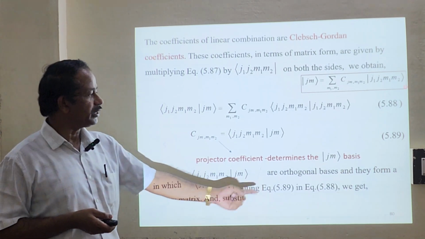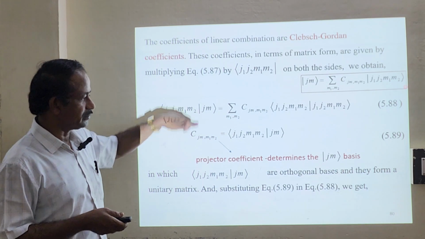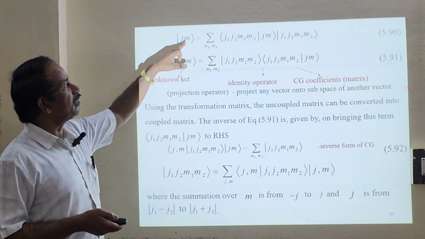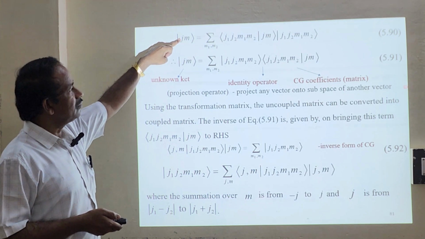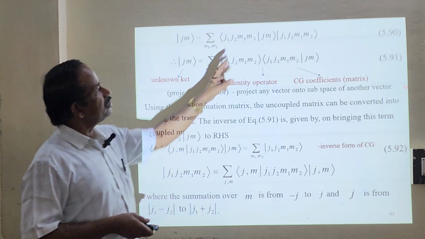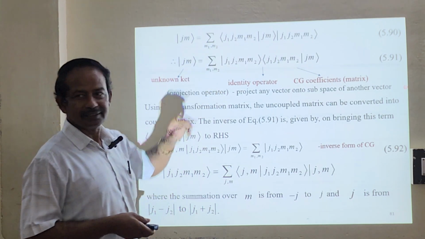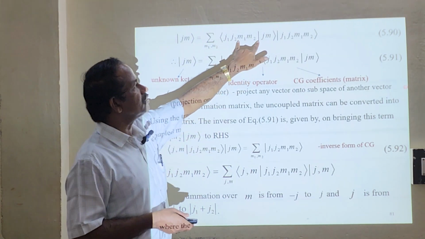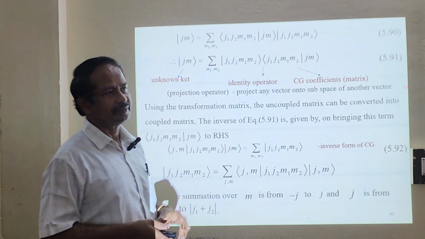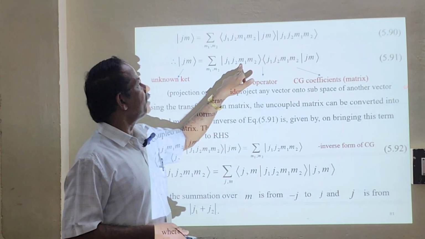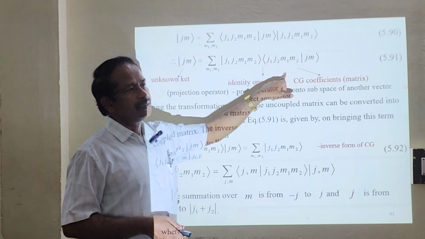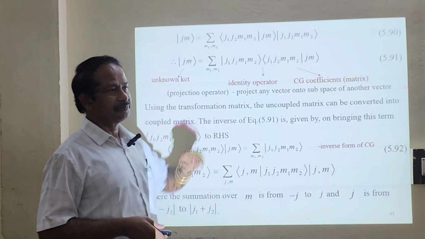So substituting 5.89 in 5.88, you just substitute 5.89 in 5.88, and we will have this expression. And what is this value? This is a number, correct? The normalization constant, of course, is the inner product. This is a number, so I can pull this number out this side. This is called your Clebsch Gordan coefficients in a matrix form.